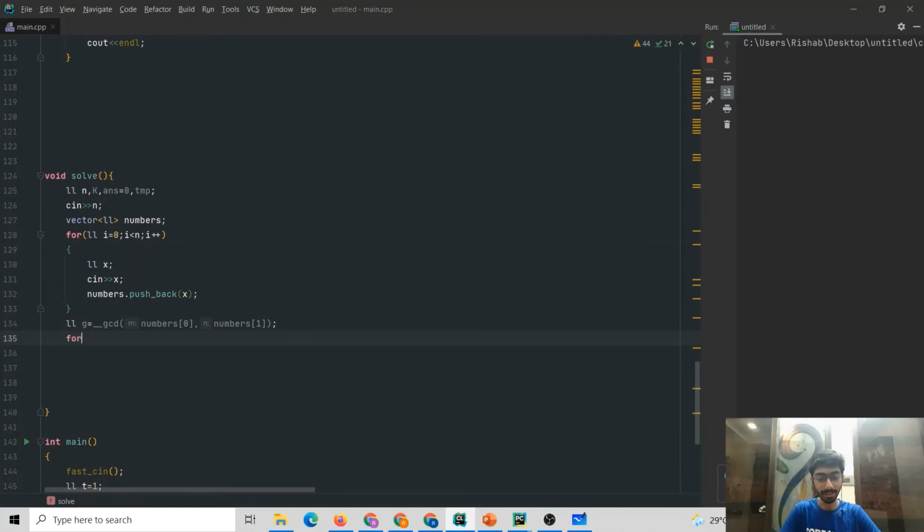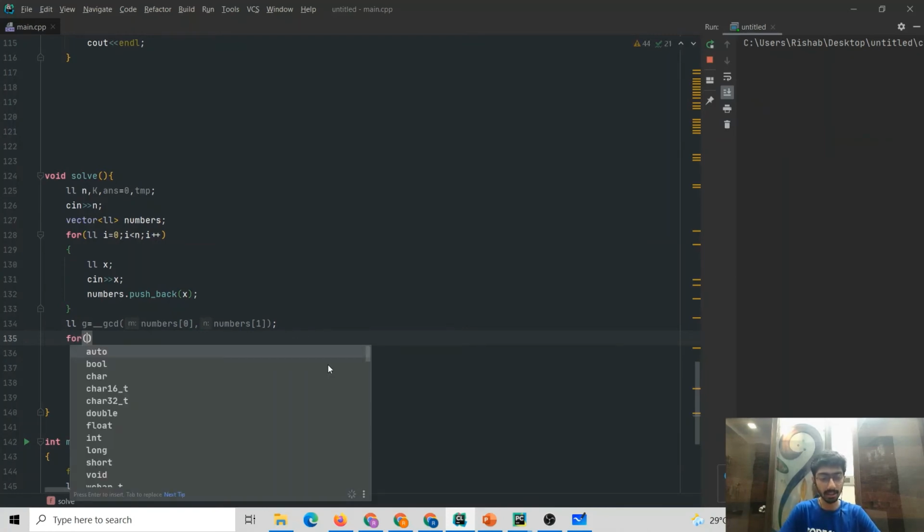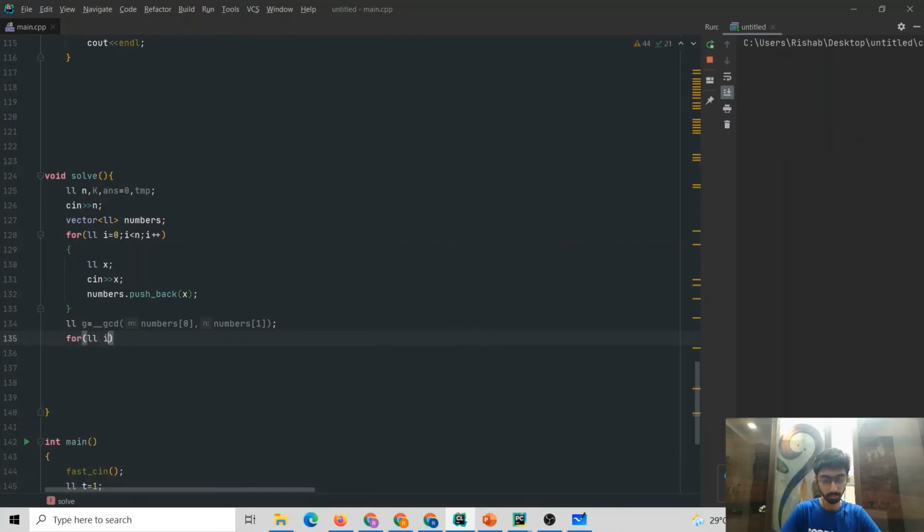And now I can iterate through all the other elements and update the value of GCD. So G will be equal to GCD of G comma numbers of I. Now finally, G is our GCD of the entire array.